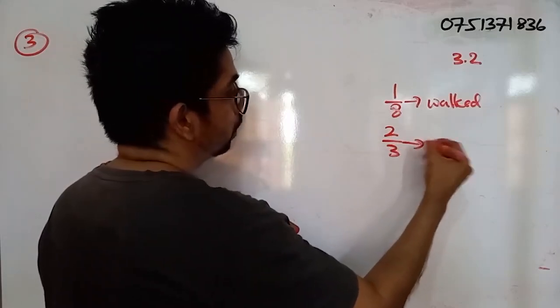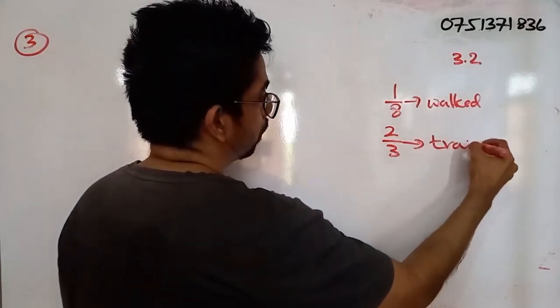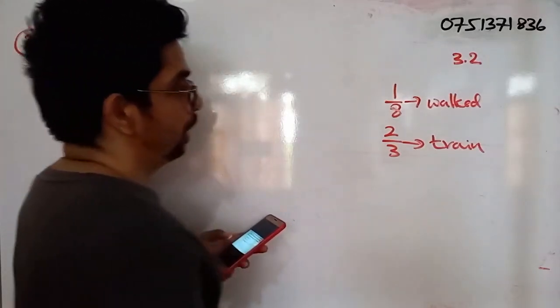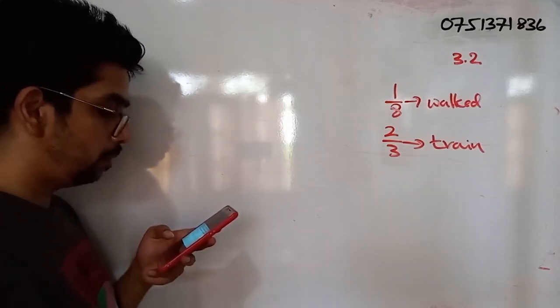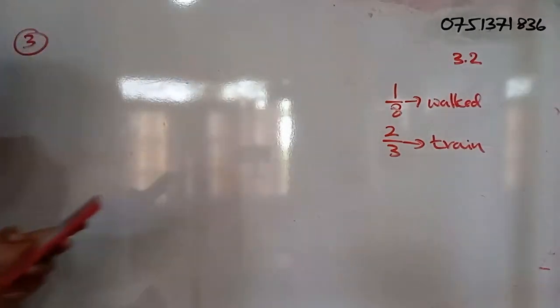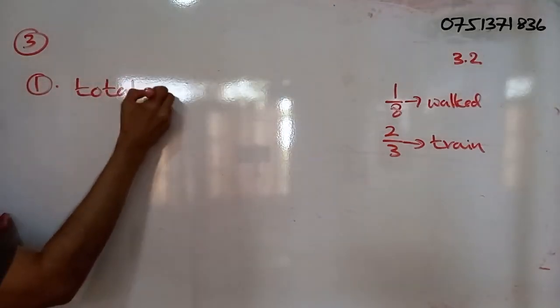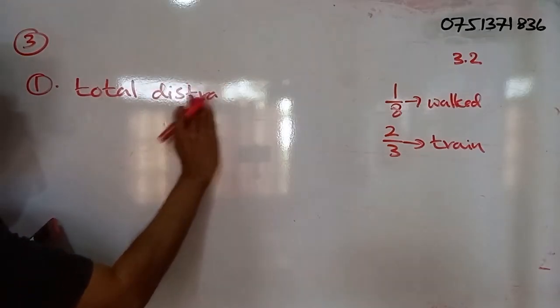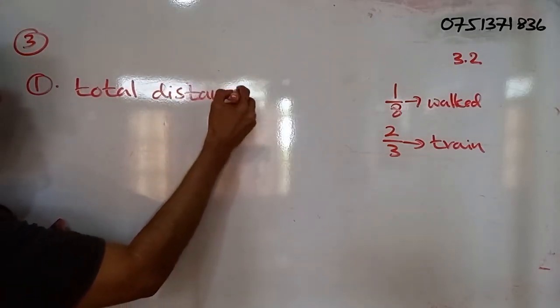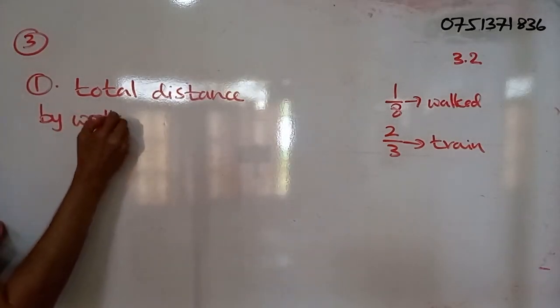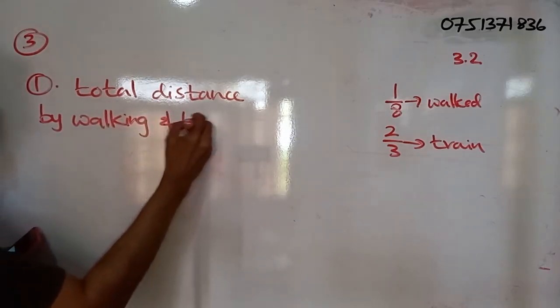By train 2/3 and the remaining distance by bus, right? Remaining by bus. Okay, express the distance she traveled by foot and by train as a fraction of the total distance. So what do we have to do? We have to just add these numbers together, right? Total distance by walking and by train.